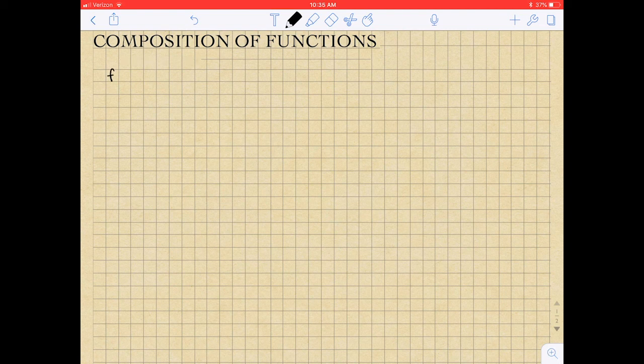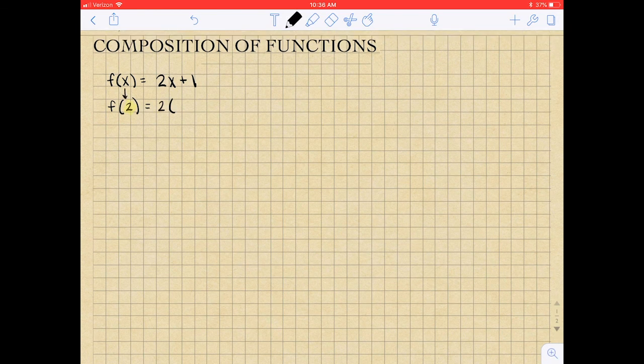We all understand at this point that if I give you a function like f of x and I say that it is equal to 2x plus 1, and I ask you to evaluate f of 2, all I'm asking you to do is take whatever you see inside here, which is a 2, and every x is getting replaced with that value. So this becomes 2 times x plus 1, but every x gets replaced with 2. And then I simplify, and I end up with a final answer of 5. That is evaluating a function with a numeric value.